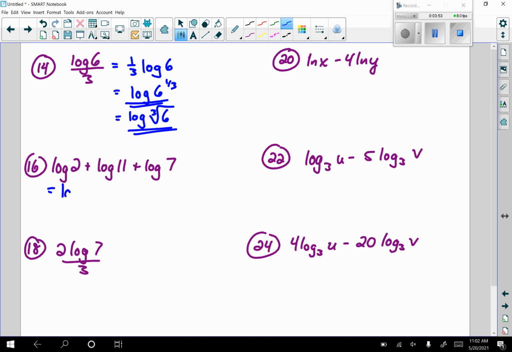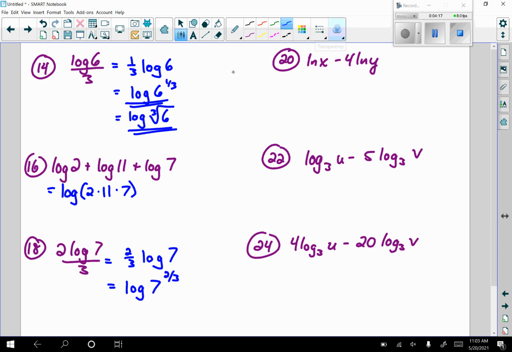16 hopefully found to be easy. It's just log of 2 times 11 times 7. We don't actually have to multiply those together. Like I said, 18 was a lot like 14, so we could say this is 2/3 log base 10 of 7. So to rewrite this, we just say log of 7 to the 2/3, or it's the cube root of 7 squared.